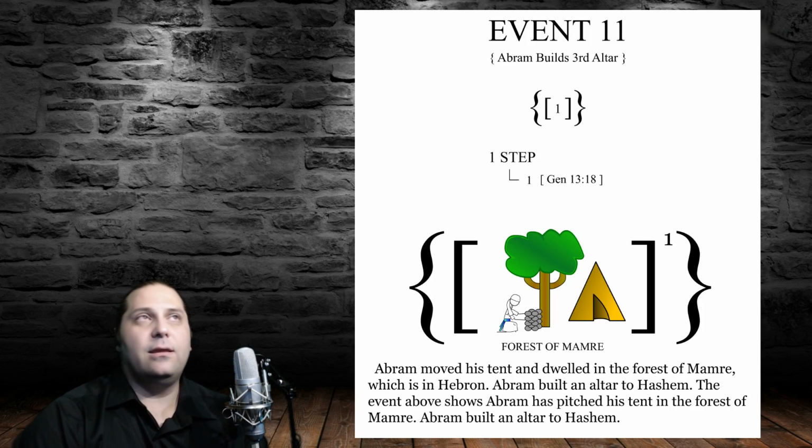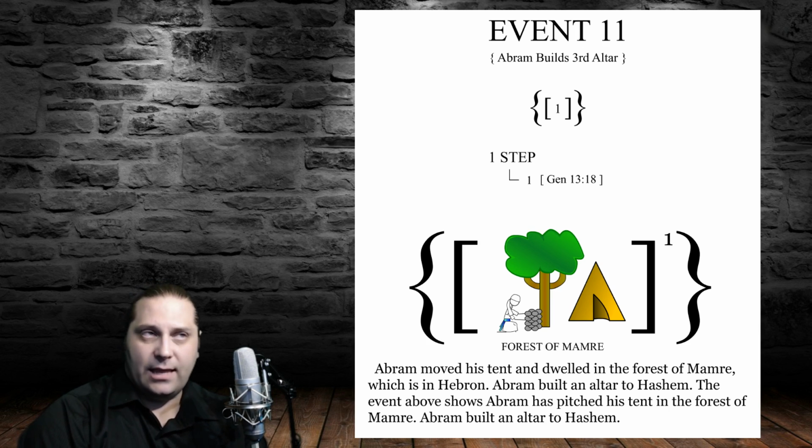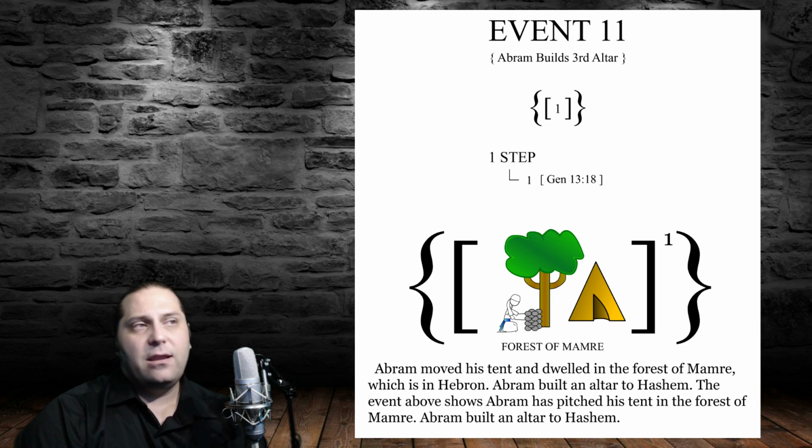Event 11, Abram builds third altar. We can see it's made up of one step, and that step can be found in Genesis 13, verse 18. The verse reads, Abram moved his tent and dwelled in the forest of Mamre, which is in Hebron. Abram built an altar to Hashem. The event above shows Abram has pitched his tent in the forest of Mamre. Abram built an altar to Hashem.